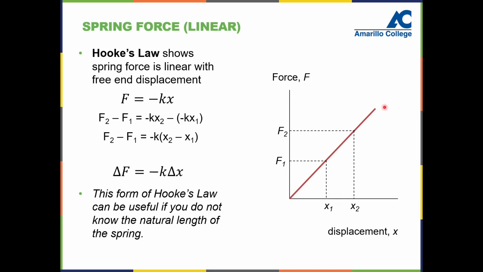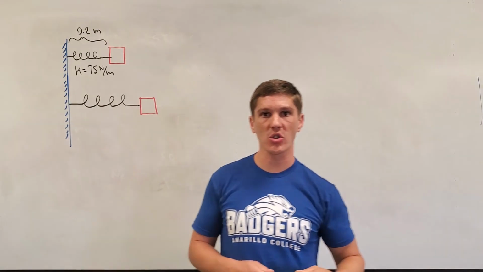But we typically will design springs and systems such that they're not intended to go into that plastic deformation. So springs are generally designed such that they stay in that elastic region. Okay, let's work a simple Hooke's law example problem.